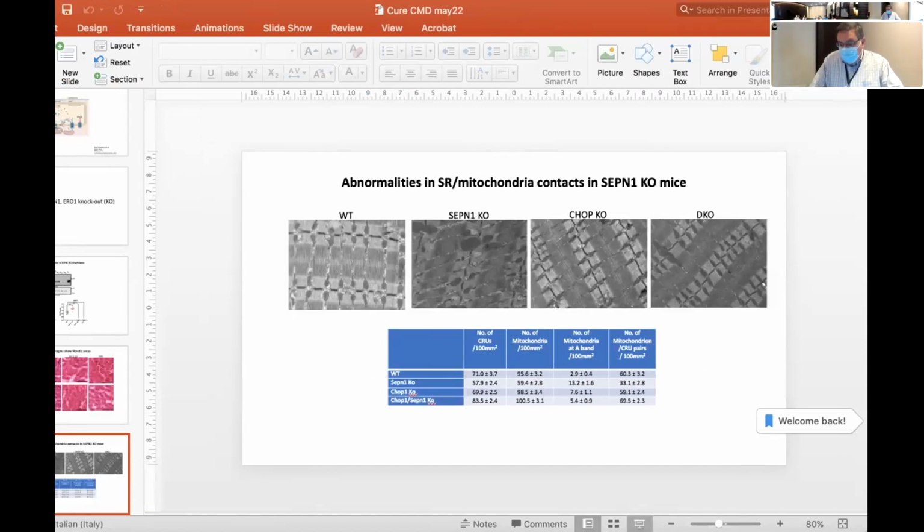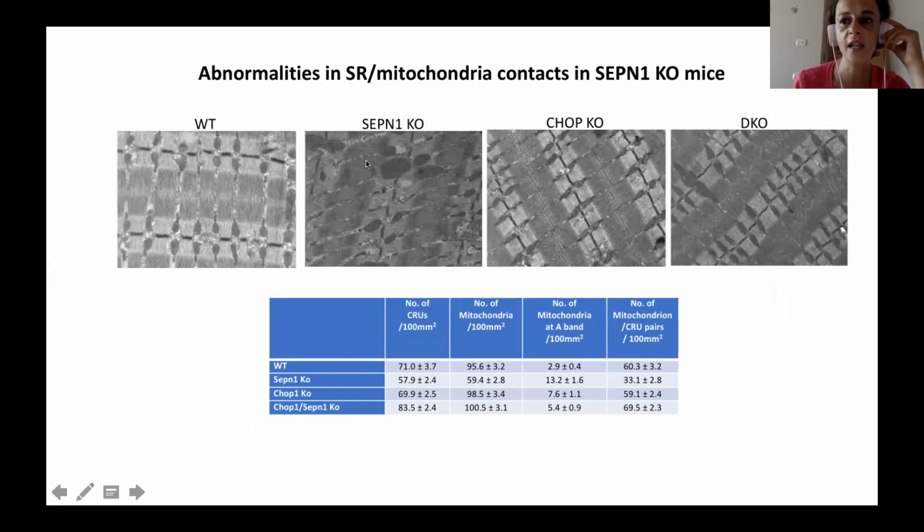We do. Yeah. Okay, so this is a muscle biopsy, an electron microscopy of the diaphragm of Sapien 1 knockout mice. These are calcium release units, which is the sarcoplasmic reticulum, coupled with mitochondria. What we clearly see in the mouse is that there are areas completely missing mitochondria. And when we count, it's kind of striking: we have half of these couples.